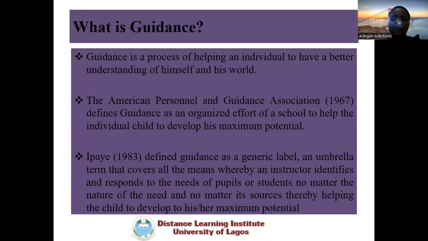What is guidance? Guidance is the process of helping an individual to be a better person, understanding himself and his world. So generally, what guidance does is it helps the person in understanding himself, his world and his environment as a whole. The American Personnel and Guidance Association in 1967 defined guidance as an organized effort of a school to help the individual child to develop his maximum potential. Also, IPAIA 1983 defines guidance as a generic label, an umbrella term that covers all the means whereby an instructor identifies and responds to the needs of pupils or students, no matter the nature of the need and no matter its source, thereby helping the child to develop to his maximum potential. That is what guidance is.